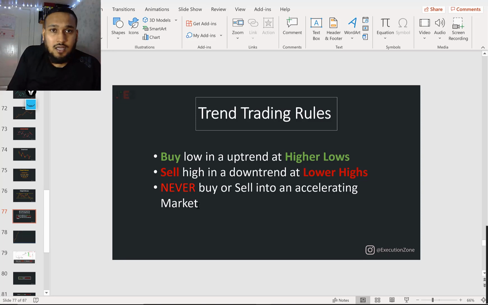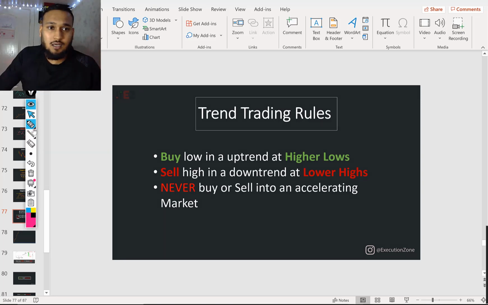A lot of the time it's around news announcements that things like this happen, and new traders, novice traders, struggling traders, aggressive traders get caught out in these moves. More times than not, these are impulsive. You don't buy or sell into an accelerating market.